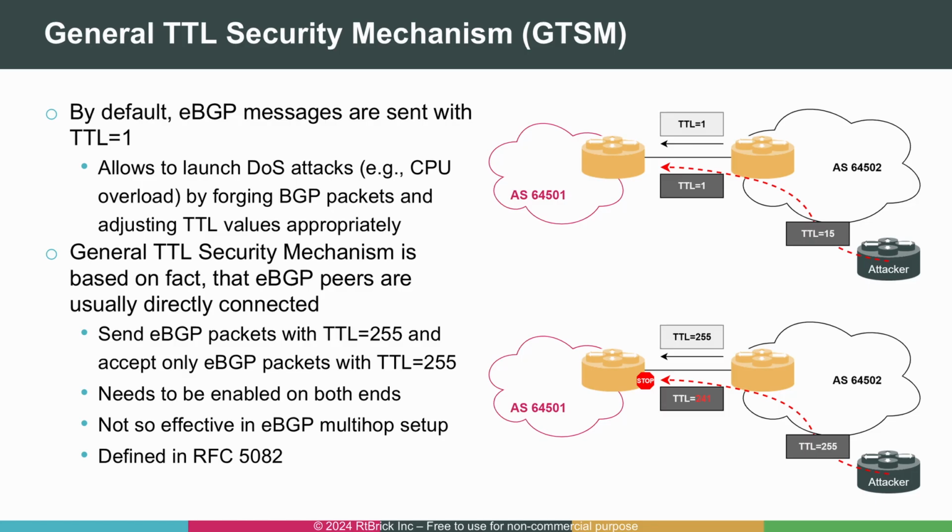Generalized TTL security mechanism helps prevent this type of attack by leveraging the expected TTL behavior between eBGP peers. Here's how it works. If a BGP router sends its messages with a TTL value of 255, and the receiving router is configured to only accept BGP messages with TTL value of 255, then it becomes nearly impossible for an attacker to spoof those messages from a distance. Why? Because TTL values decrease by 1 for every hop. So unless the attacker is directly connected, the message won't arrive with TTL value of 255 and the router will simply drop it.